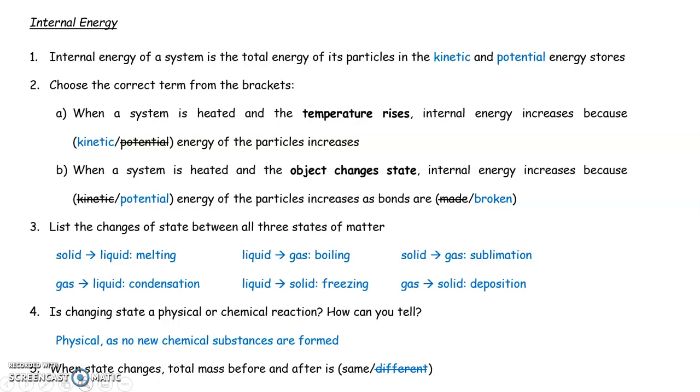When a system is heated and the object changes state, so the temperature is no longer rising, but the object changes state, at that point, internal energy is rising because the potential energy of the particles increases. We're breaking bonds, so bonds are broken. The particles are moving further apart from each other. So the energy is not going into making them move faster, it's going into making them move further apart. It's changing state.